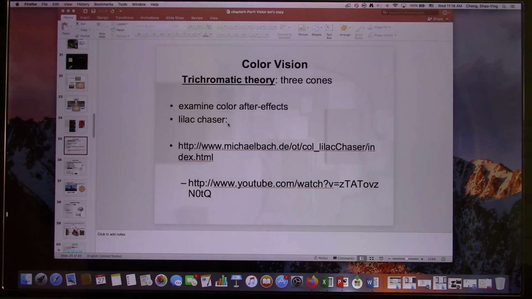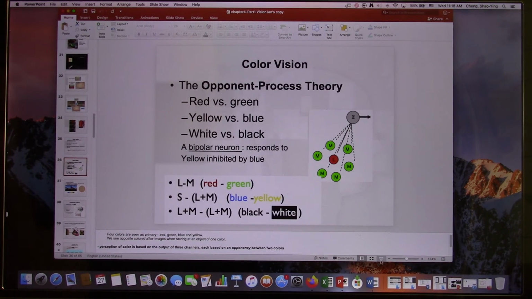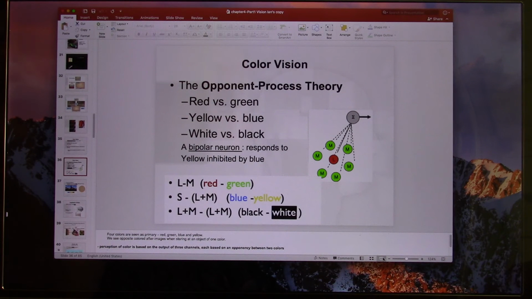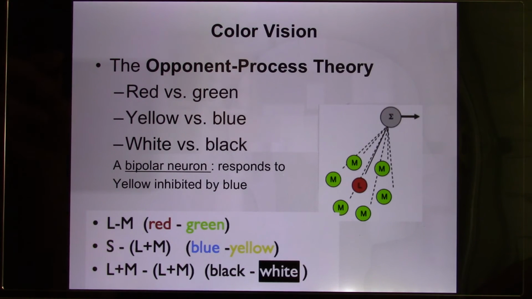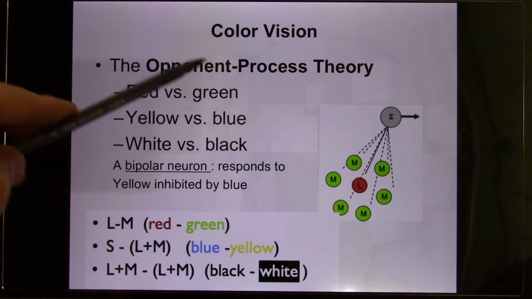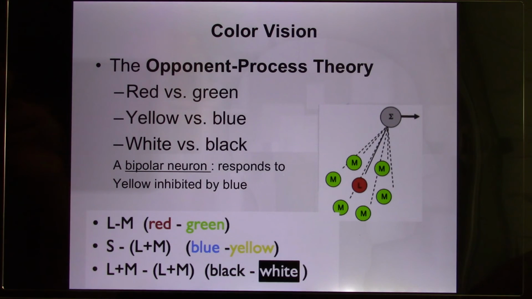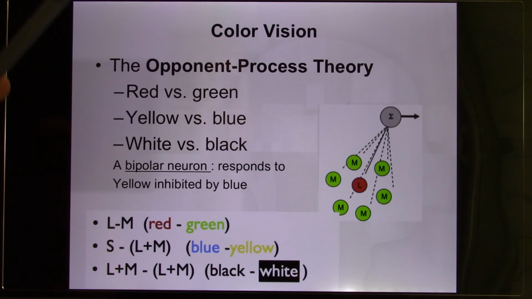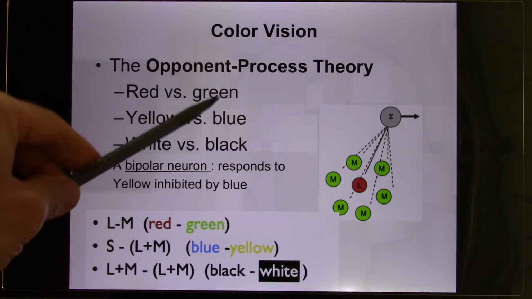Let's go back to this. And that's the opponent process theory. Because your brain processes these 2 colors together. And it's all based on neuronal activity, because your perception is all based on neuronal activity. So you have an equal amount of neuronal activity of these 2, and they are balanced.